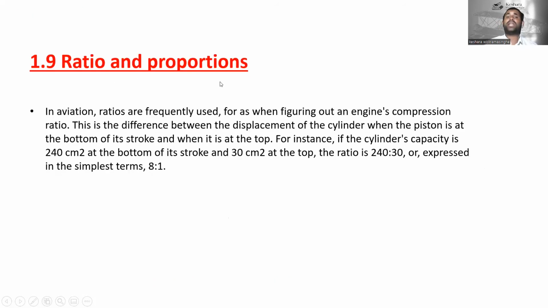So now let's go to ratios and proportions. In aviation, ratios are frequently used, for example when figuring out an engine's compression ratio, right? This is the difference between the volume of the cylinder when the piston is at the bottom of its stroke and when it is at the top. For instance, if the cylinder's capacity is 240 cubic centimeters at the bottom of its stroke and 30 cubic centimeters at the top, the ratio is 240:30, or expressed in the simplest form, 8:1, right?